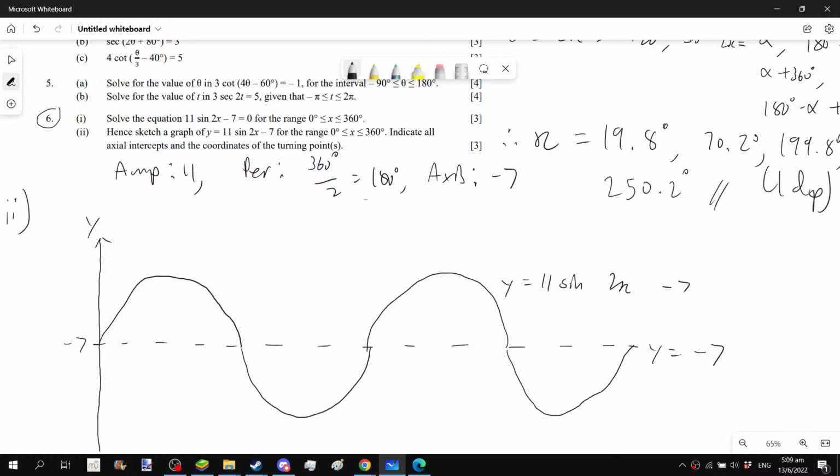So now that we have this, of course, let's label our max and minimum as well. We know the amplitude is 11, and so the maximum is 4, the minimum is negative 18. From which I think it should be pretty evident that you will have your x-axis somewhere around here.